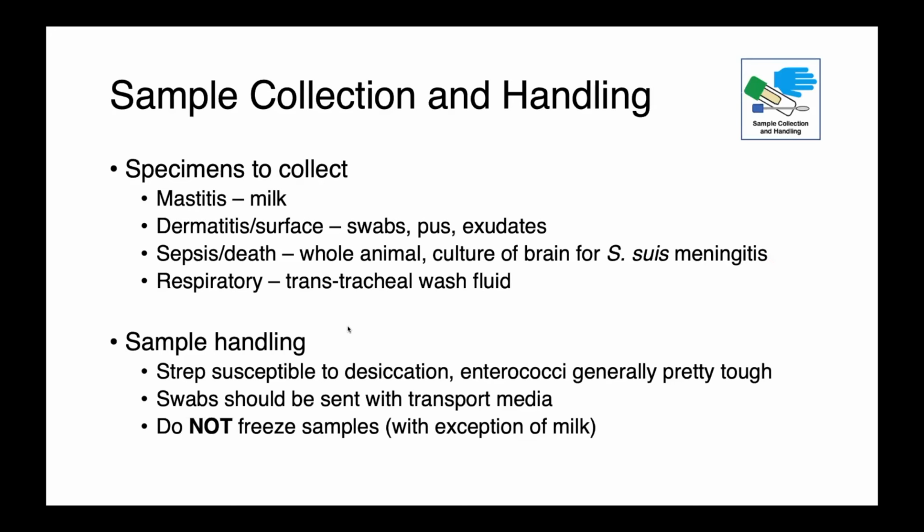As far as samples to collect, in cases of mastitis, you want to collect milk. In dermatitis or superficial infections, swabs, pus, exudates. If you have dead animals or cases of sepsis, collect the whole animal if that's possible. For pigs who have died of Strep suis, culture of the brain is a great way to identify meningitis. And for respiratory tract infections, samples collected by a transtracheal wash.